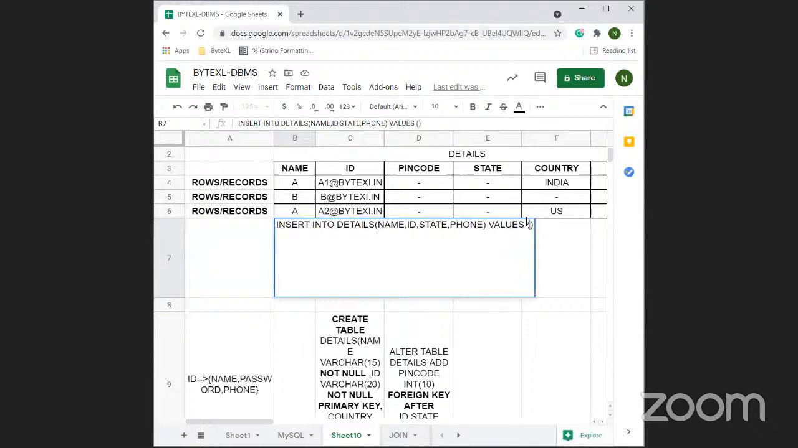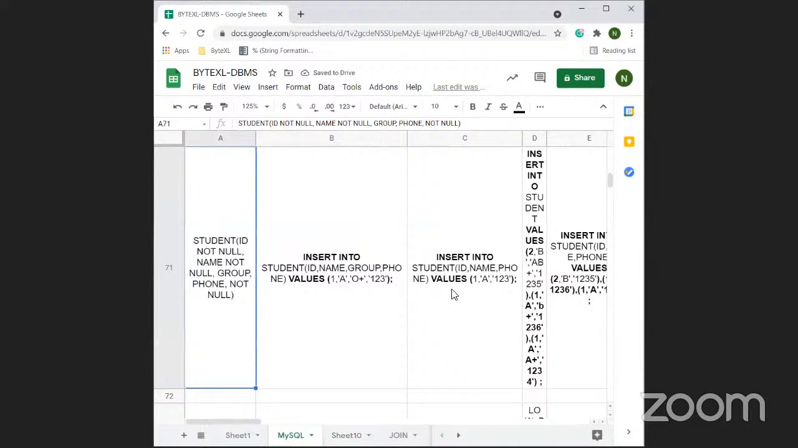Values. From the table we have, I am giving name A. ID is again a string, so A1 at the rate of bytexcel.in. Then I am expecting state, which is a string again. Some state. Then we are expecting a phone number. Some phone number.